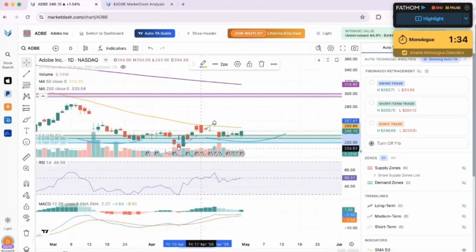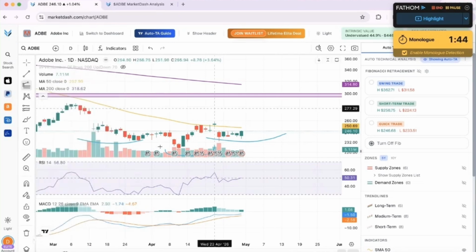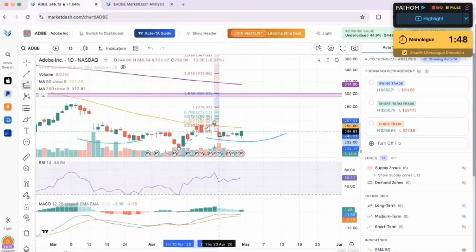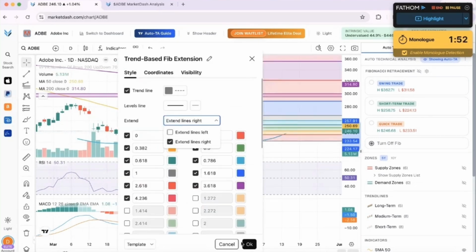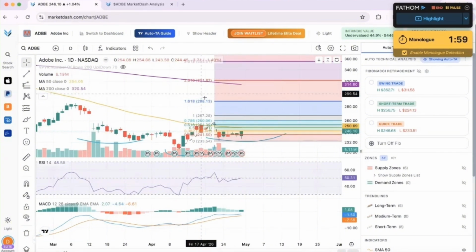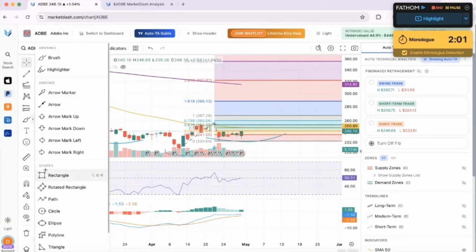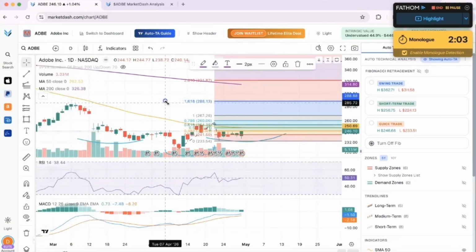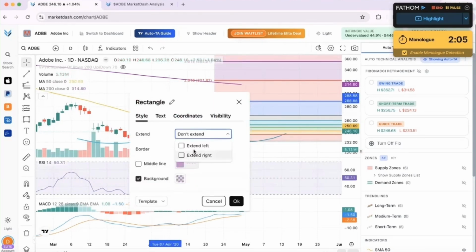So things to look out for too when formations like these happen is you get a trend-based fib extension here. One, and I mark my high and I drag it down. I'm just going to extend the numbers to the right. Usually the big number to look out for is the 1.618. So some intended move up into this area here.